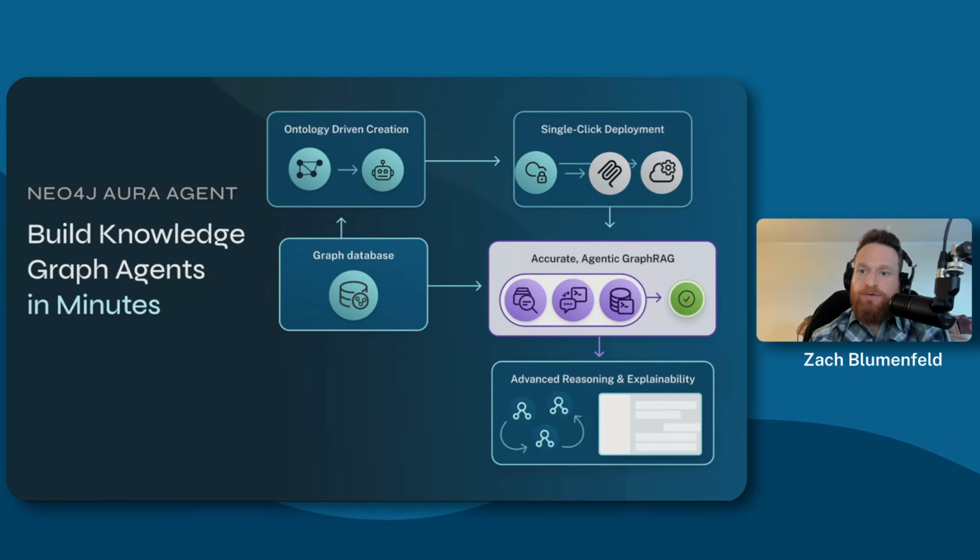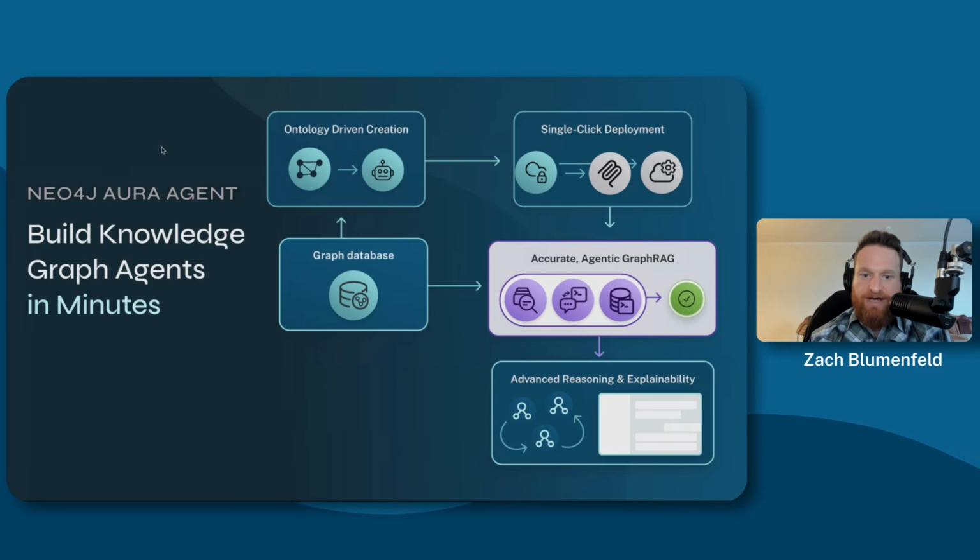And Neo4j Aura Agent, you can think of it as solving a host of these challenges. So if you already have a knowledge graph inside of AuraDB, basically this is a platform that sits on top of that and allows you to build knowledge graph agents or agents grounded in those knowledge graphs in a matter of minutes. And there are specific pieces of this, sort of how this technology works, or the architecture, if you will, that when taken together, create this solution.